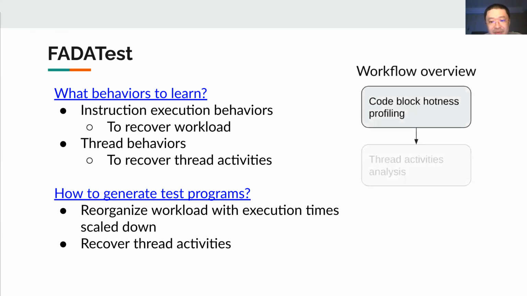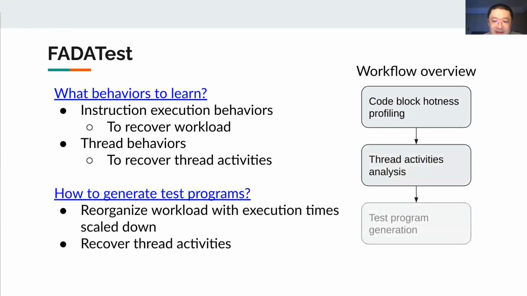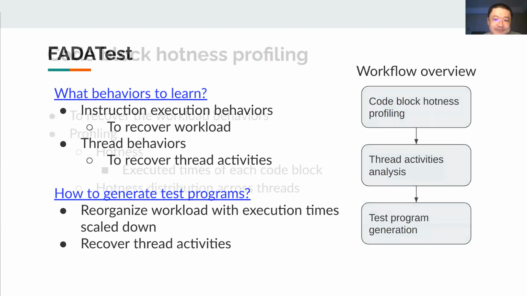Here is an overview of how it works. It contains 3 major steps. First, the hotness of executed hot blocks for each thread is recorded by profiling. Next, thread activity behaviors are also extracted, which include workload and liveness of each thread. Finally, with the above information, FADATest is able to generate more efficient test programs. Now, let's see some details of the 3 steps.